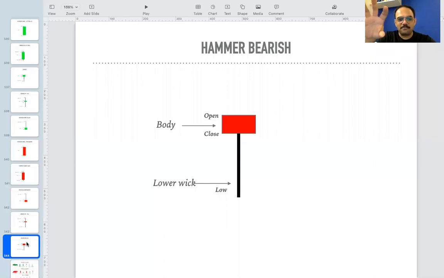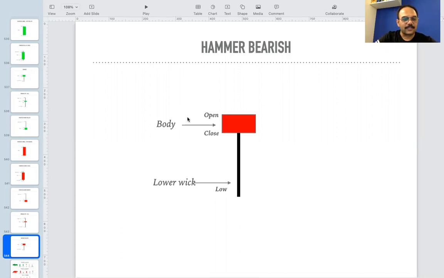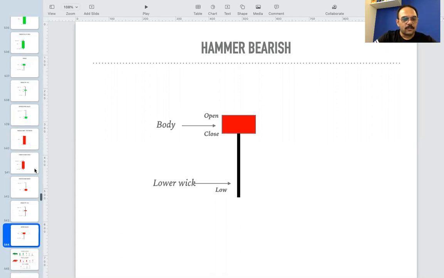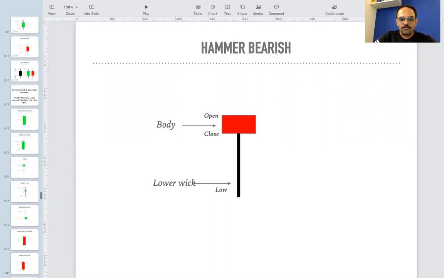I will come back when we are studying the patterns to where it is formed. Accordingly, it will be defined. So this is bearish, but it has to form at the top of the trend. I'll come to that trend in our subsequent weeks. Okay, so now how many of you are getting a sense when you now look at the chart?